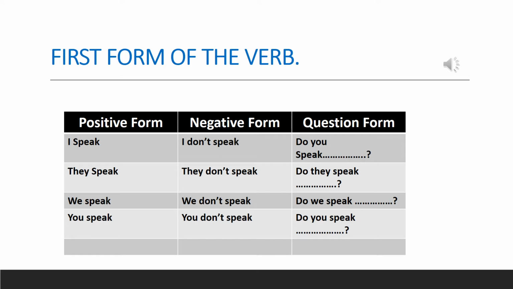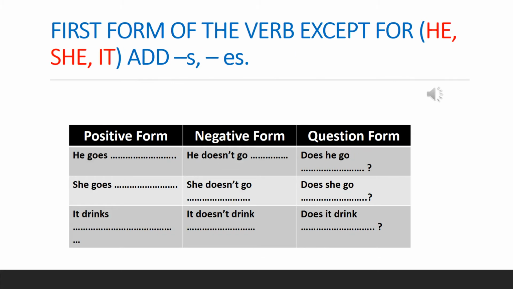The last one, if we start the sentence with you, in the positive form, you speak. Change it to be negative, it will be you don't speak. In the question form, do you speak? In this part, if we start the sentence with he, she, or it, in this case we will add s, es, or ies to the verb.